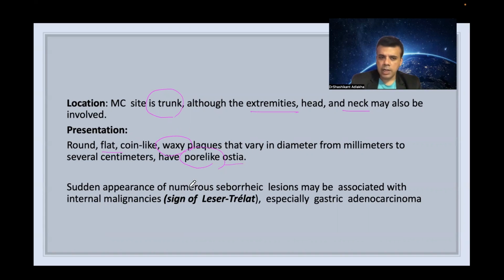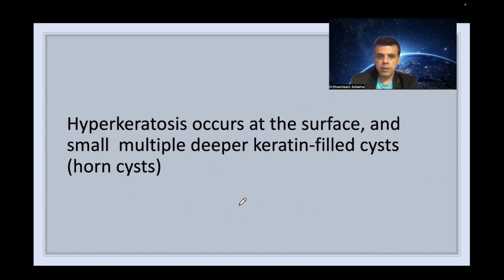And how does it present clinically? A sudden appearance of multiple seborrheic keratosis lesions could be an important sign of internal malignancies, visceral malignancies, commonly gastric adenocarcinoma. So gastric adenocarcinoma patients may suddenly present with multiple seborrheic keratotic lesions, waxy skin lesions. This is known as the Leser-Trélat sign. This is a very important sign that is repeatedly asked.